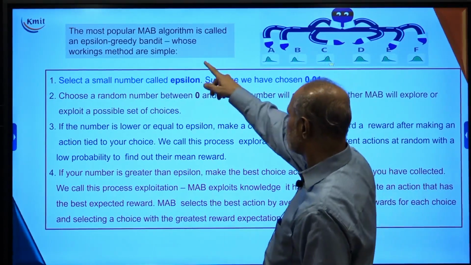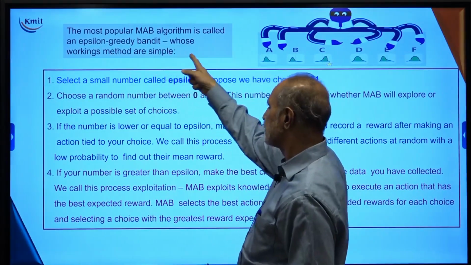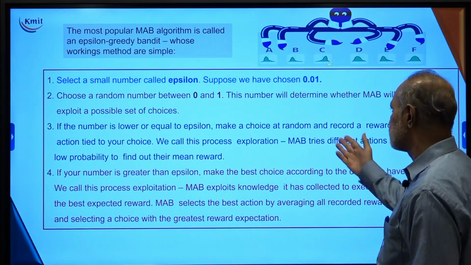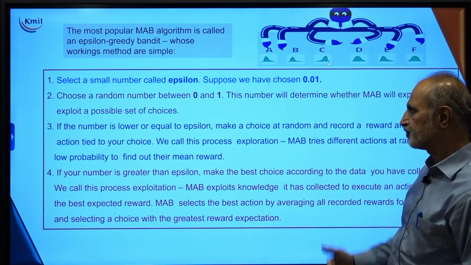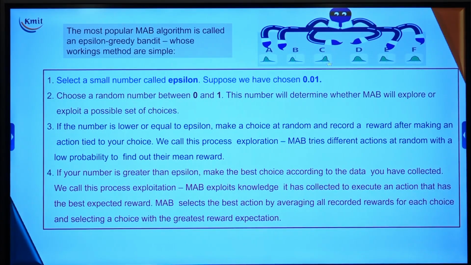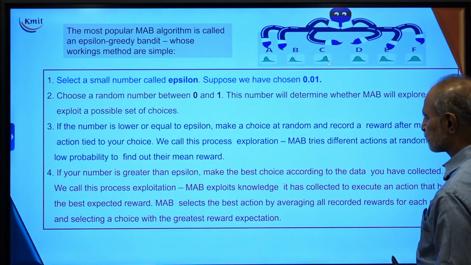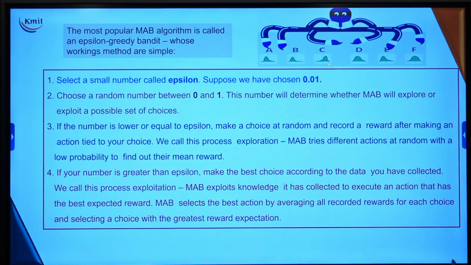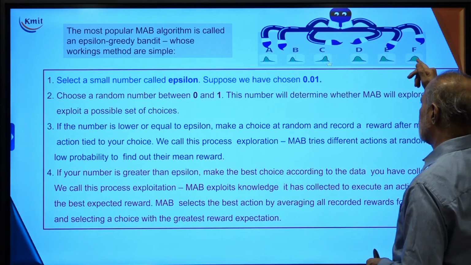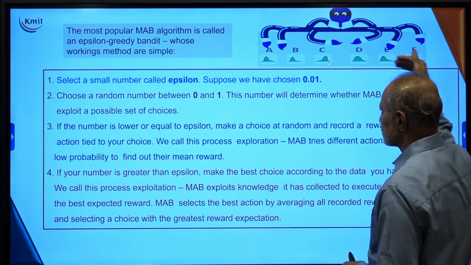The most popular MAB algorithm is called epsilon greedy bandit, whose working method is very simple. What do you do? Select a small number called epsilon, and let us take the value of epsilon equal to 0.01. Choose a random number between 0 and 1. This number will determine whether MAB will explore or exploit all the possible outcomes of the choice. So, I am trying to explore whether I should go for A or B or C or D or E or F. One is exploitation, another is exploration.